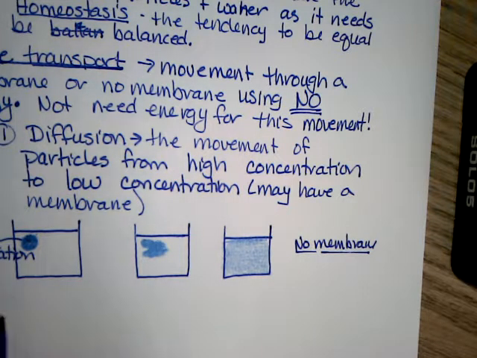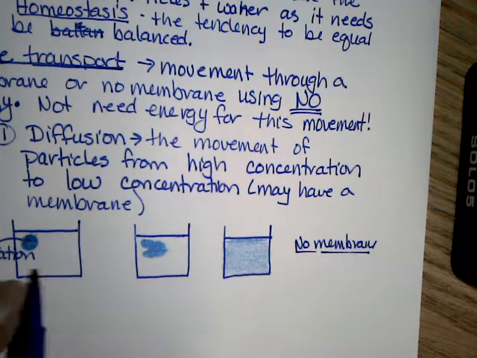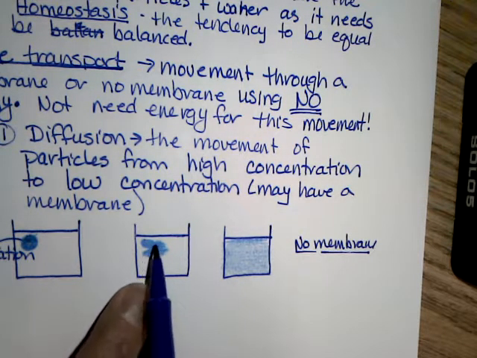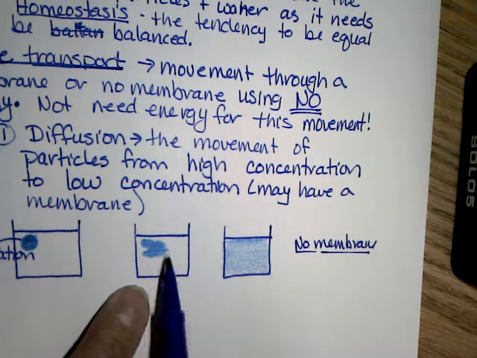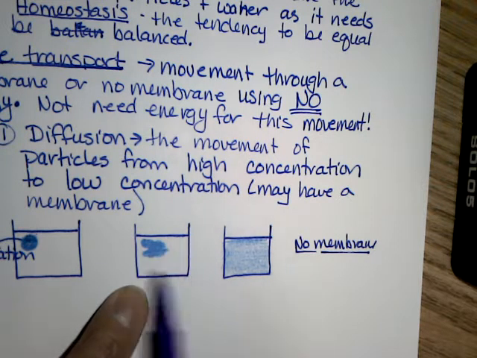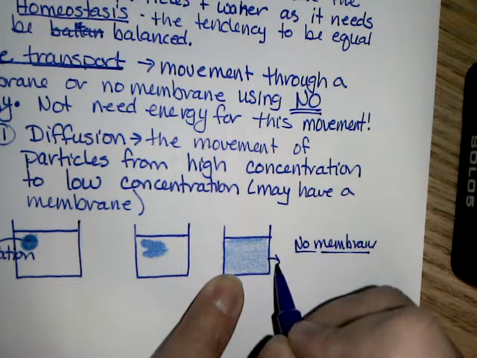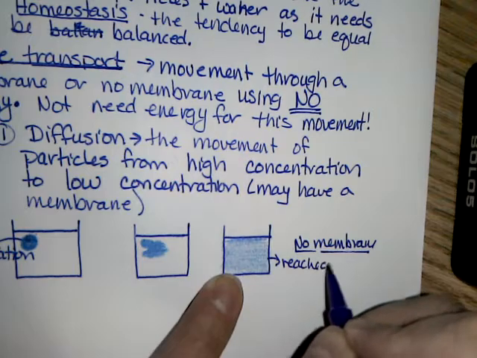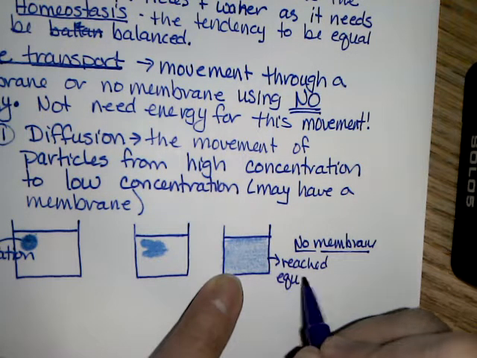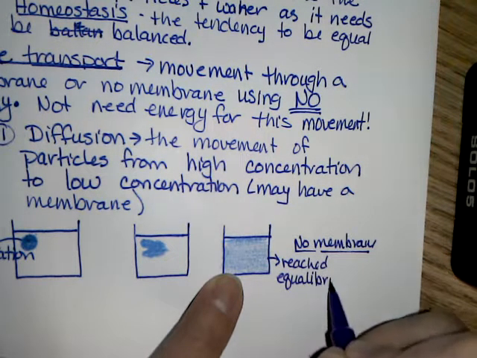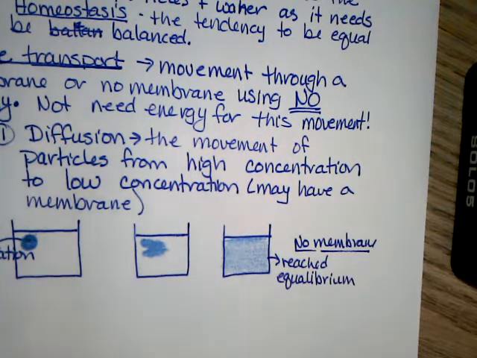High concentration. I have a high concentration of food coloring and a low concentration here. Here, that concentration is starting to spread around a little bit. Those molecules are moving around in here. In here, you're going to notice that it has reached equilibrium. That means it's reached homeostasis, that there's no area of high and low anymore. It's all spread out. Okay?